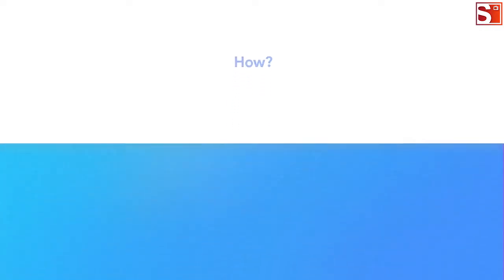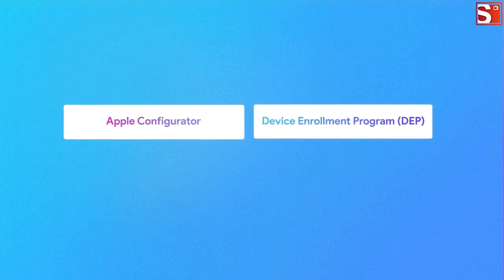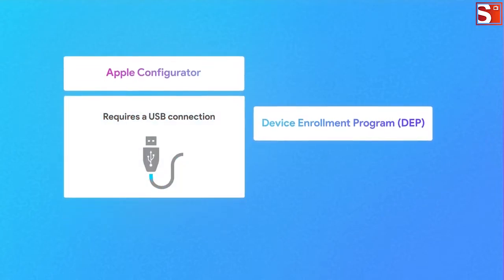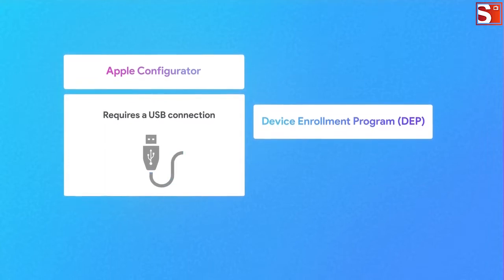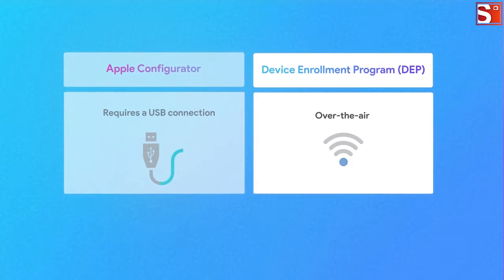Okay, so how do you supervise a device? iOS devices can be supervised by using Apple Configurator or a device enrollment program. Supervision using Apple Configurator involves hooking up the devices to a Mac, whereas supervision via DEP is entirely over the air. Then again, using Apple Configurator is quite handy, but the DEP registration and approval may take around 5 to 10 business days. Let's see the Apple Configurator option now.